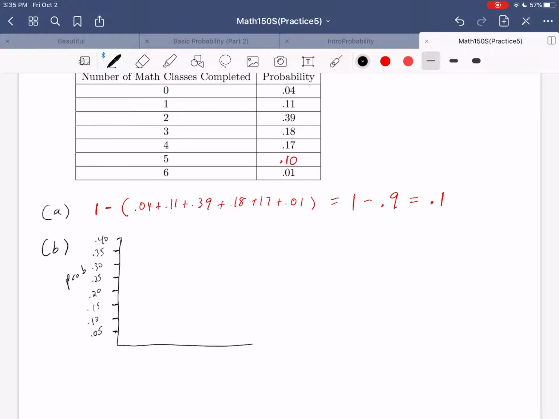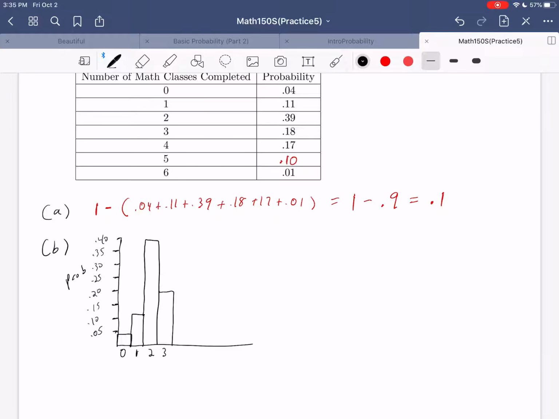Our first one is 0.04, so our first bar should be there, and in the middle we label 0. Then our next bar, and remember the bars should touch because it's a histogram, should go up to 0.11, so there. We can label that one as 1. Again, we're just labeling the values in the middle because it's discrete. Then 0.39 all the way up there, so that's the second one. Then 0.18. There we go, there's the third one.